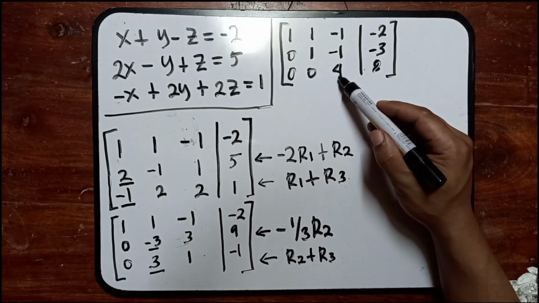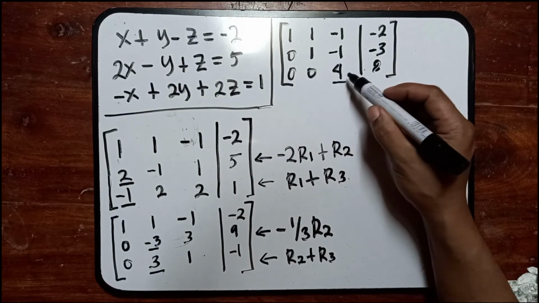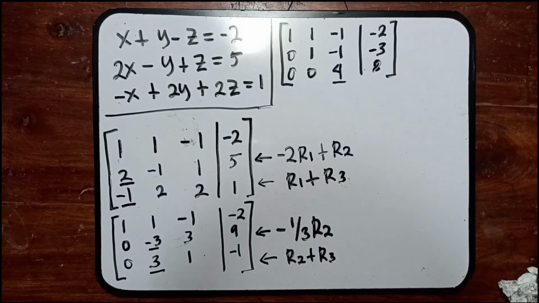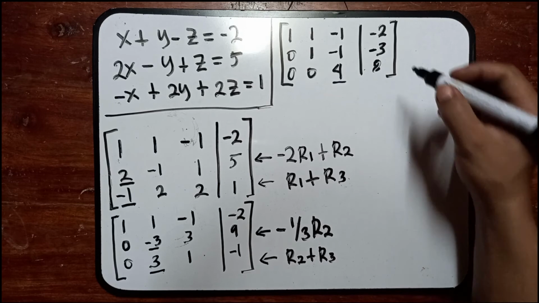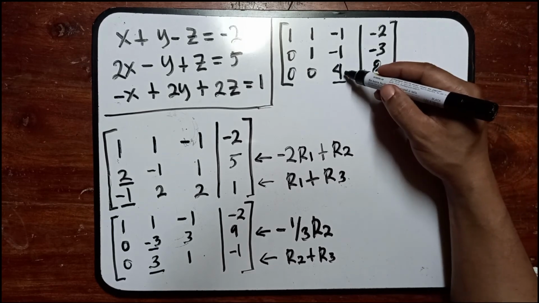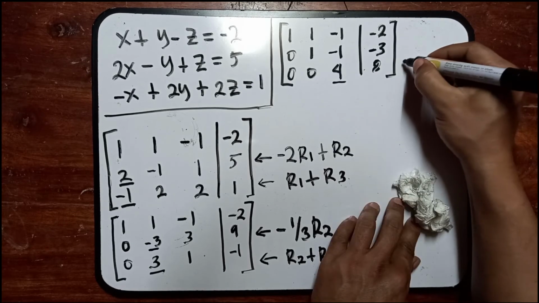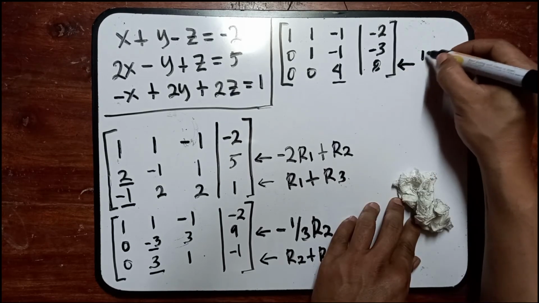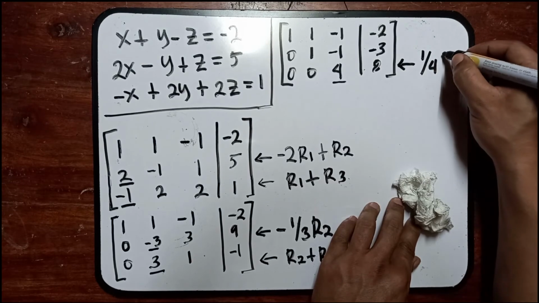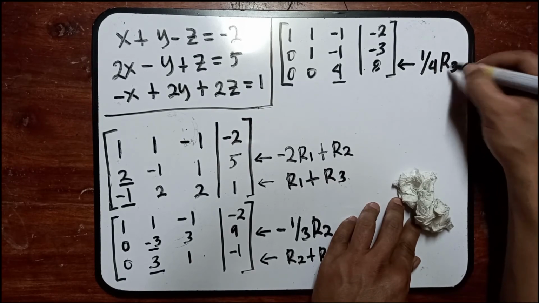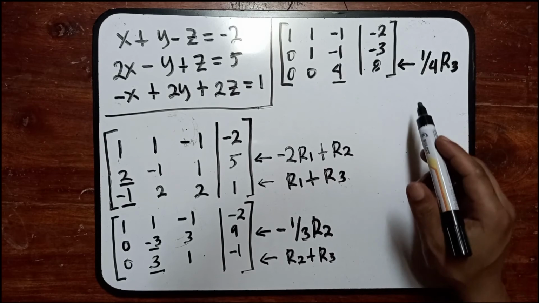So we have one last number to go. If we can turn this to 1, then we are done. Okay, so let's continue. What number can we use for this so that we'll be able to turn this to 1? So we can multiply, I guess, by 1/4. Okay, positive 1/4 times R3. Okay, so let's give this a try.